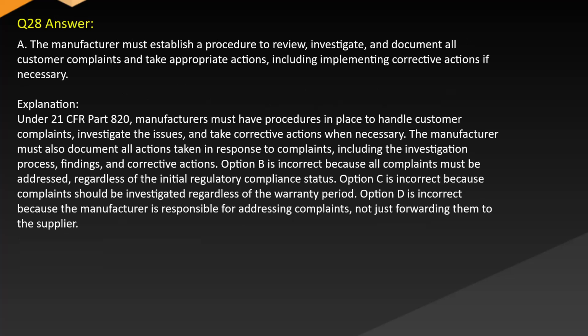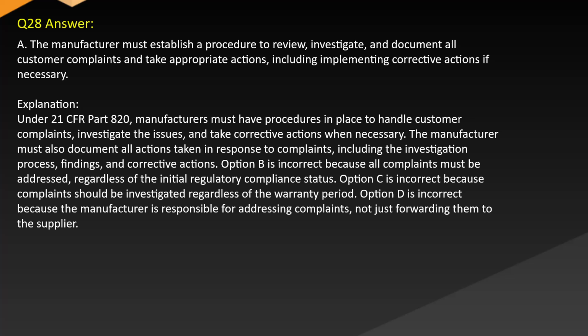Answer A. The manufacturer must establish a procedure to review, investigate, and document all customer complaints and take appropriate actions, including implementing corrective actions if necessary. Explanation: under 21 CFR Part 820, manufacturers must have procedures in place to handle customer complaints, investigate the issues, and take corrective actions when necessary. The manufacturer must also document actions taken in response to complaints, including the investigation process, findings, and corrective actions.